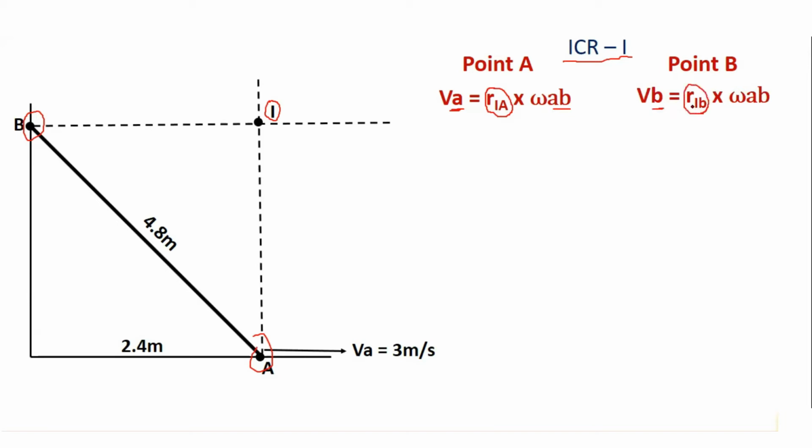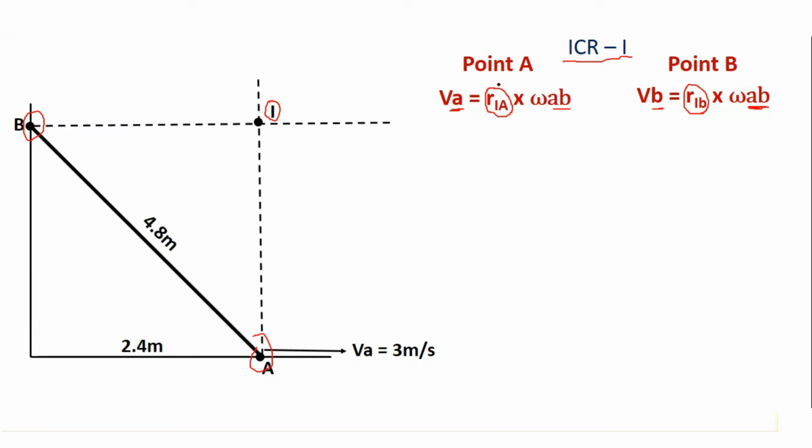Why RIB? Because I want the distance from I2 to B. So it is IB, multiplied by, again, as the point B is on AB, I will write omega AB. So this is the step which you need to write down in any problem of ICR or kinematics of rigid bodies. Now next step. Next step is to find out these values.